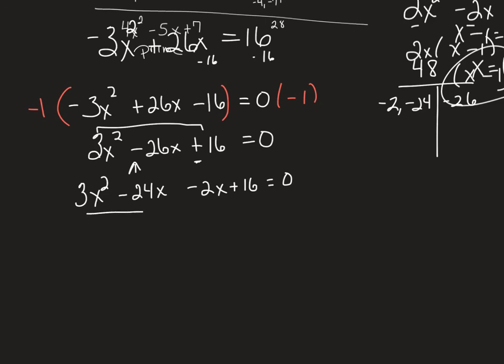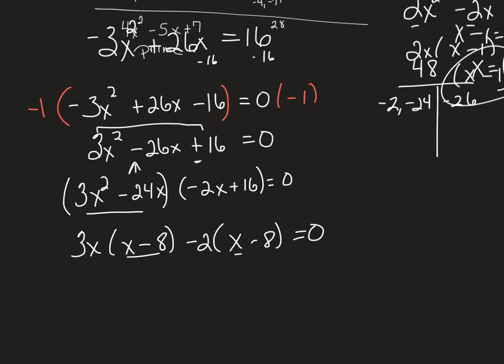So group these two and these two. So if we factor out a 3x, we're going to have x minus 8, since 3 goes into 24 8 times. Now remember, in the second grouping, I have to factor out a negative 2. And negative 2x divided by negative 2 is just an x. 16 divided by negative 2 is a negative 8. These should always match, remember. So we have x minus 8 times 3x minus 2 equals 0.